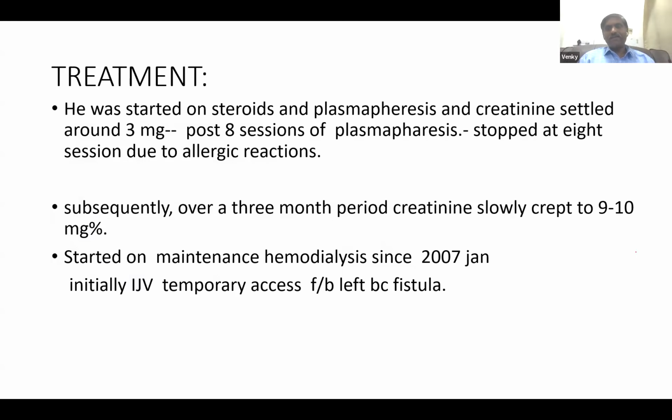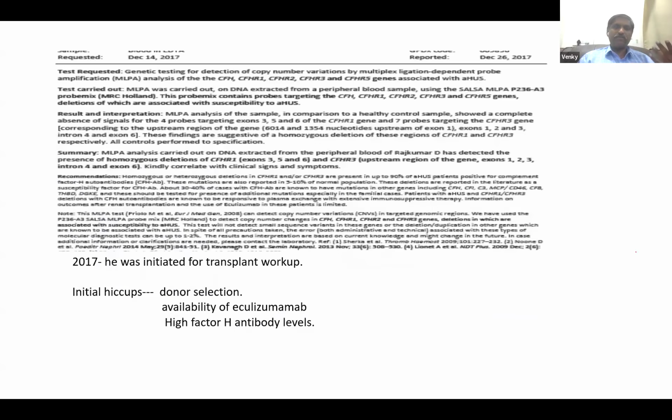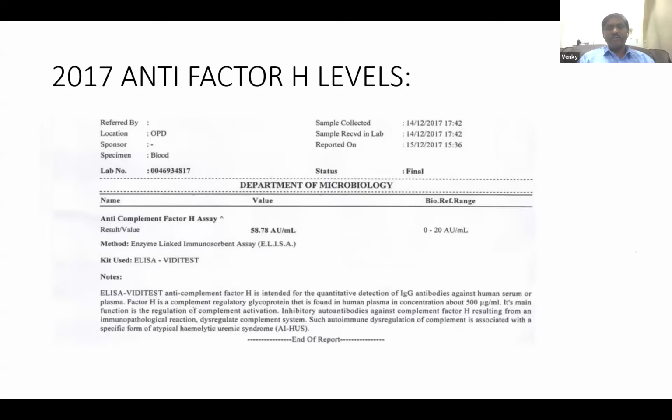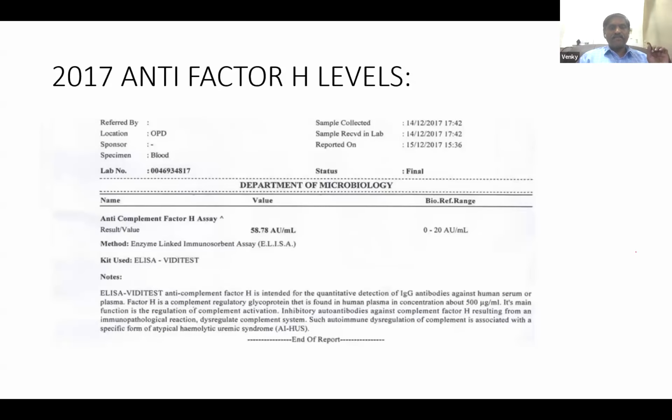In 2017, he was planned for a renal transplant. When he was planned for a renal transplant, he was anticipating his basic disease to be TMA. He was subsequently subjected to 2 tests, one genetic testing and anti-factor H. The initial genetic testing which was done showed homozygous deletions in the R1 and the R3 gene. And this anti-factor H level was 58.78 at that time, with the reference range of 0 to 20 AU per ml.